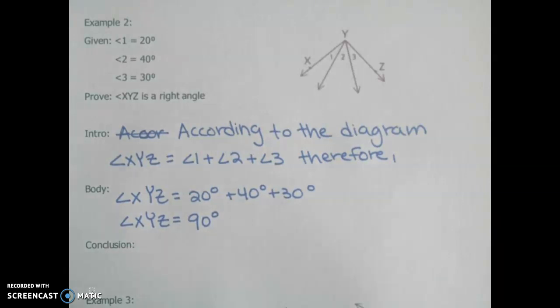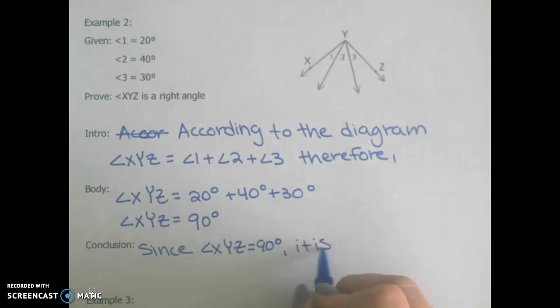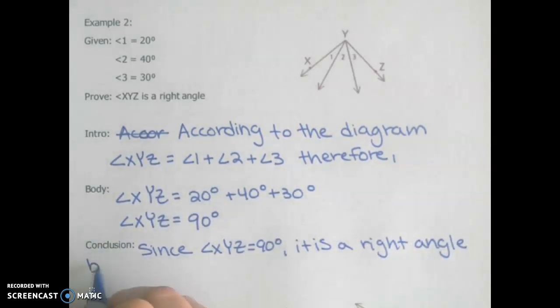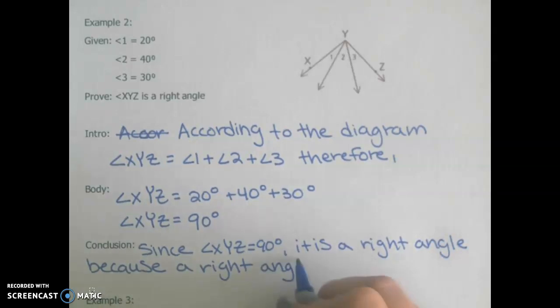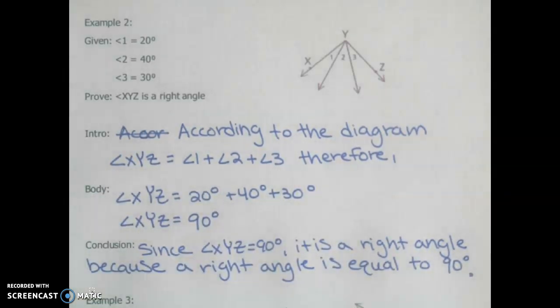So now I can conclude, since angle XYZ is equal to 90 degrees, it is a right angle. And then I need to include my definition, because a right angle is equal to 90 degrees. And that is the complete proof for example 2.